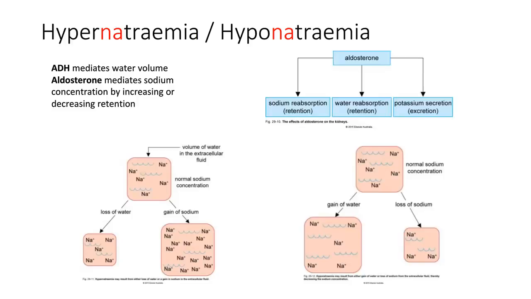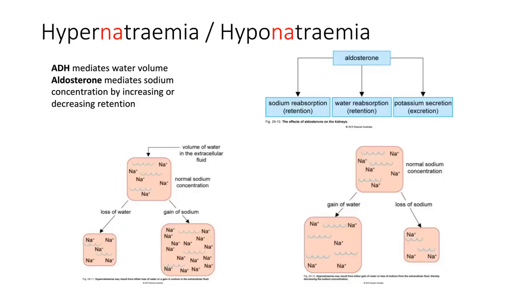Now that gives us the basis for the two diagrams below the flowchart there. On the left hand side we have sodium inside a cell for the normal sodium concentration. If we lose water, we end up with a higher sodium concentration. If we gain sodium, we end up with a higher sodium concentration, but we also start to retrieve water as well, so the cell will swell.